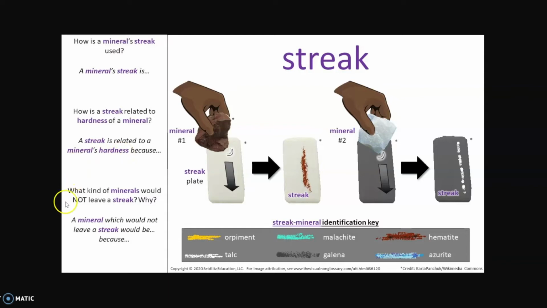And also inferential questions that get students to really think deeply about how this word would be applied in different kinds of contexts. So for example, what kind of minerals would not leave a streak? A student has to think very deeply about why minerals leave a streak, and in doing so, they're using the word streak in a high-level context.